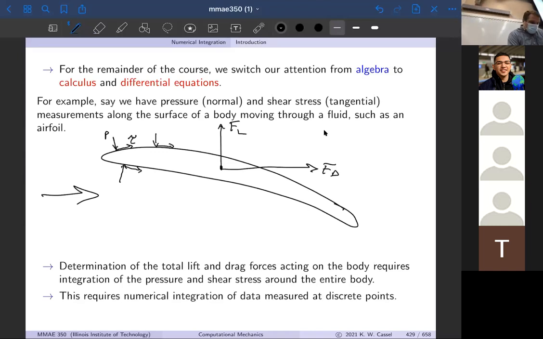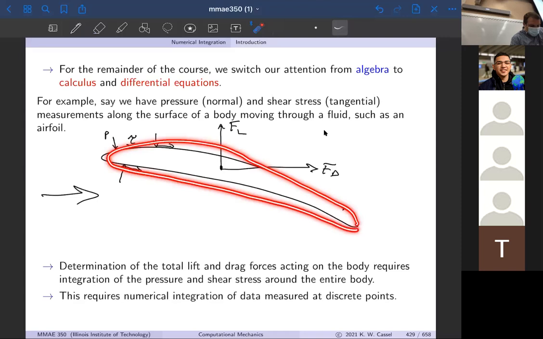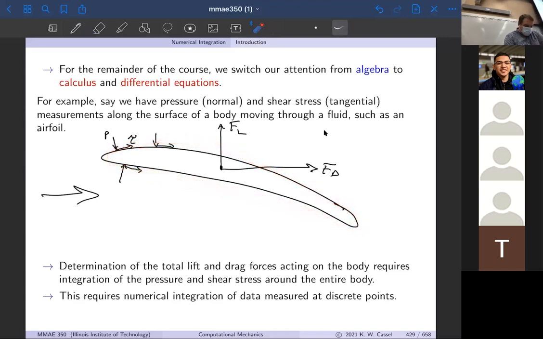So I'm integrating pressures and wall shear stresses all the way around that surface. How do I integrate? I'm glad you asked, because that's what we're going to show how to do. If these are measured values from an experimental wind tunnel test, then they're just at discrete points. I don't know the pressure at every point. I only know the pressure at the points where I've actually measured it. I only know the wall shear stress at the points where I've actually measured it.